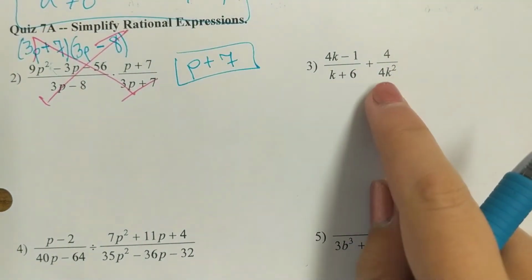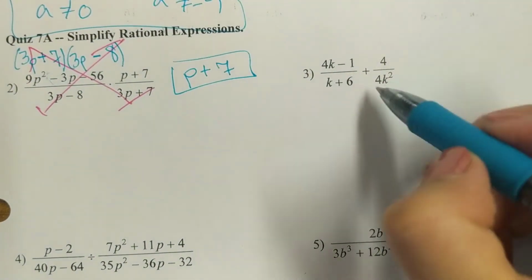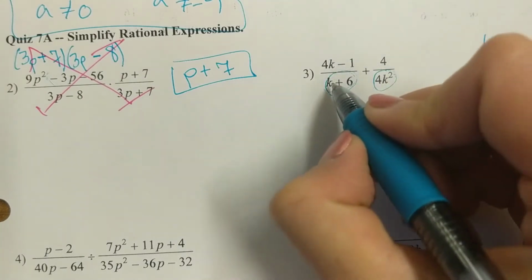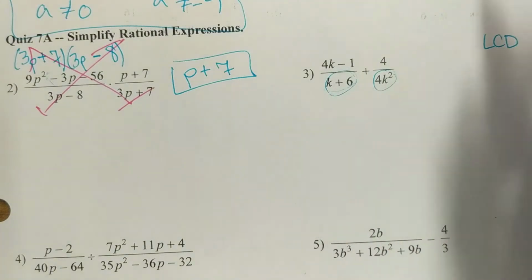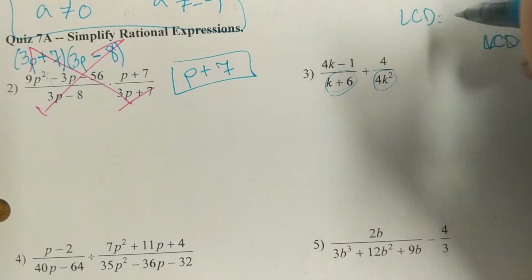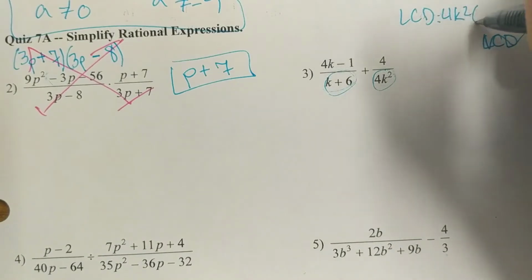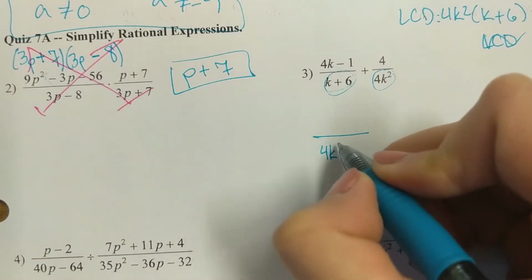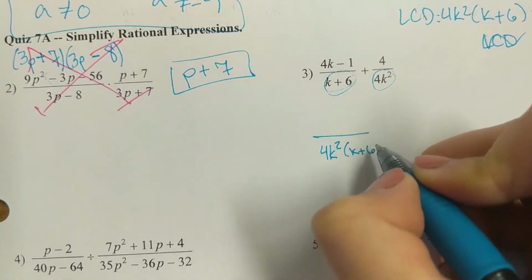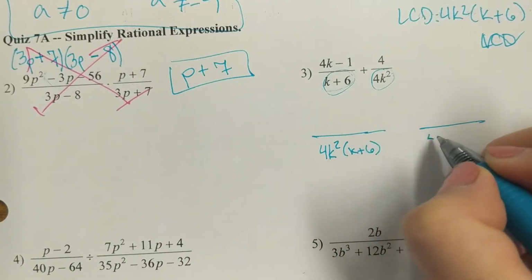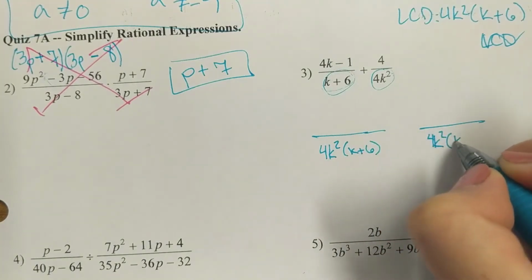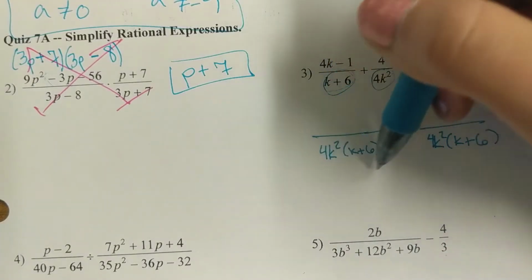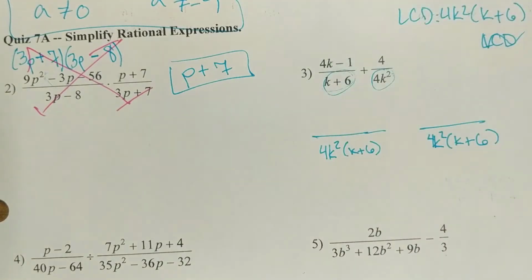All right, okay, adding fractions, we've got to get the same denominator. If you have a monomial and you have a binomial, your LCD, unless you can factor this, is just this times this. LCD: 4k squared times k plus 6. Both of these need to have the denominator of 4k squared times k plus 6. So I'm going to write them with that exact denominator to keep the end in mind. k plus 6 needs to be multiplied by something to get it to look like this. And that something is 4k squared.